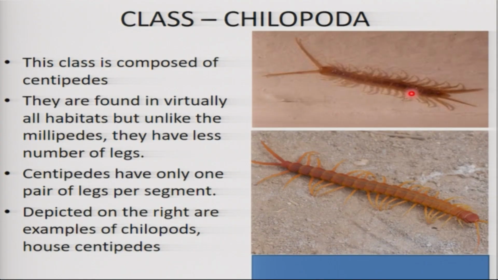On the screen there, this is what I'm referring to. One leg here, another leg there. This is the same case. Each segment has one leg on one side, another leg on the other side, but the number of legs will depend on the number of segments it possesses. Clear? Hope that one is clear.